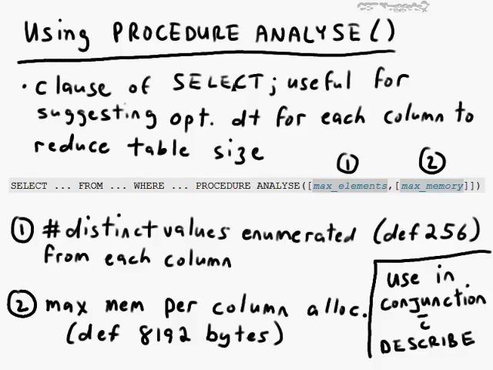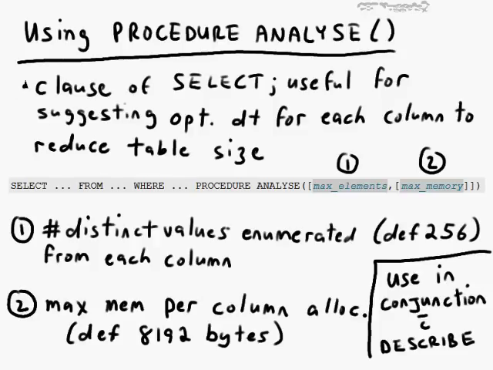Using procedure analyze. Next up, I'd like to introduce you to a really neat function that I don't think many MySQL DBAs may know about. Certainly we need to be aware of this so you're not surprised when you take your DBA2 certification exam. What this function can do is give you some really neat suggestions for optimizing the data types in your columns to reduce your table size.